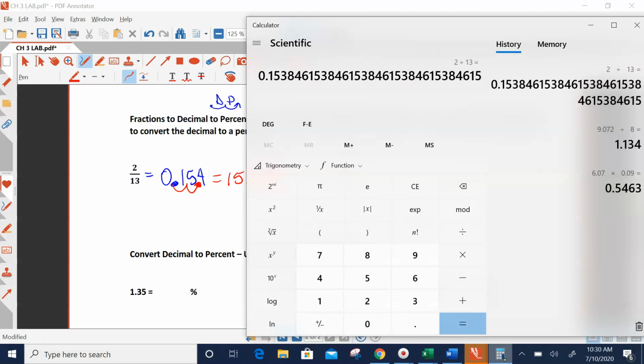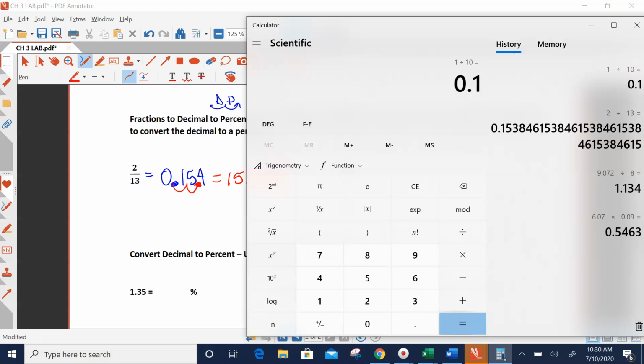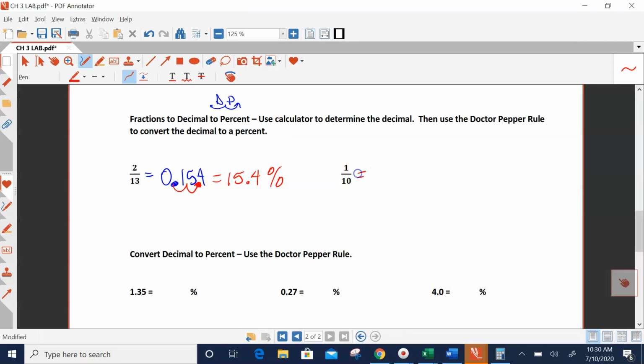So if I divided 1 by 10, I mean, we kind of know what that is, but let's do it. We get 0.1. Okay, so as a decimal, we get 0.1. Now I want to use my Dr. Pepper rule and convert that decimal to a percent. So what do I do to convert a decimal to a percent? I move it two places to the right. 1, 2. So I'm going to have to add a 0 there. Well, 1 over 10 is 0.10, which is the same thing as 10%. You might have known that, but if you didn't, this is an easy way to convert.